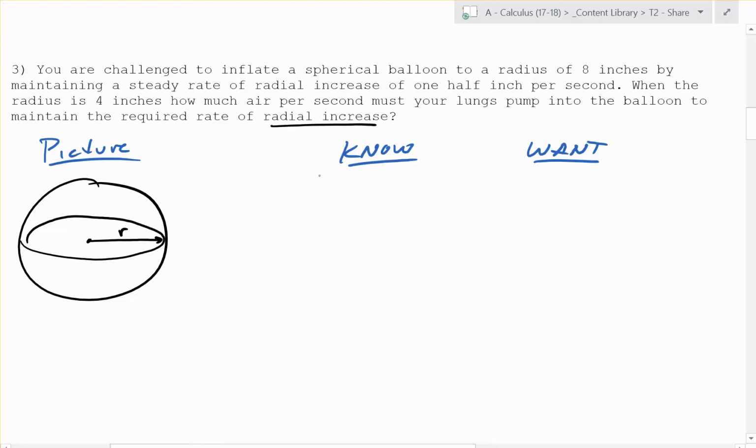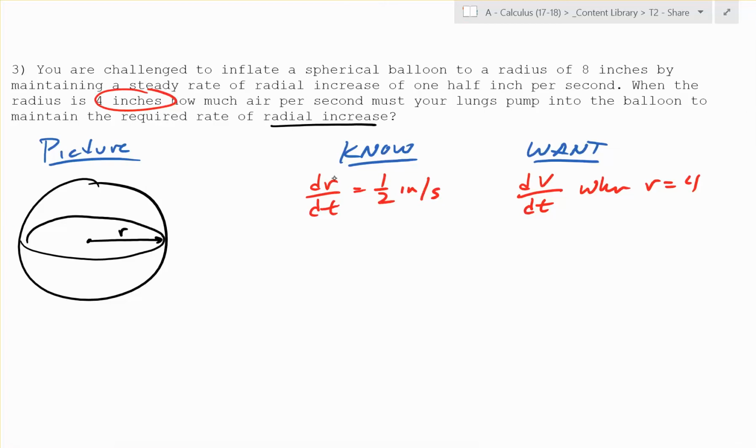So we know we want dr dt to be 1/2 inches per second. And what do we want? We're looking for, we want to find, we just want one, it's already there. We want dv dt, that's the overall increase in volume, when r is equal to 4. So the key here is you need to link radius and volume. So you need to know that the volume of a sphere is 4/3 pi r cubed. You just have to know that, memorize that. The volume of a sphere is 4/3 pi r cubed.